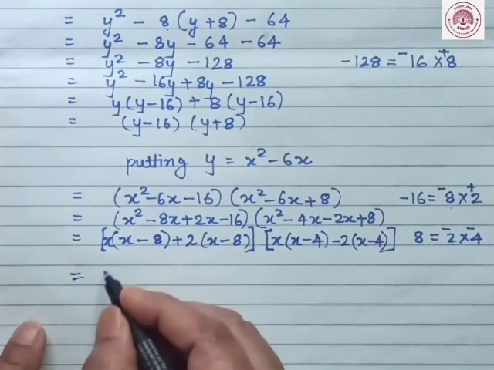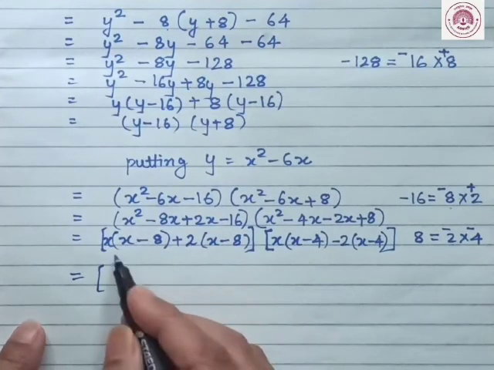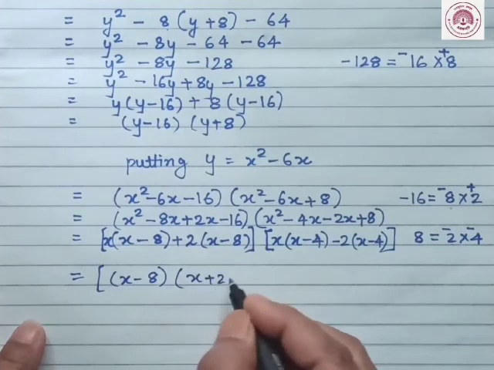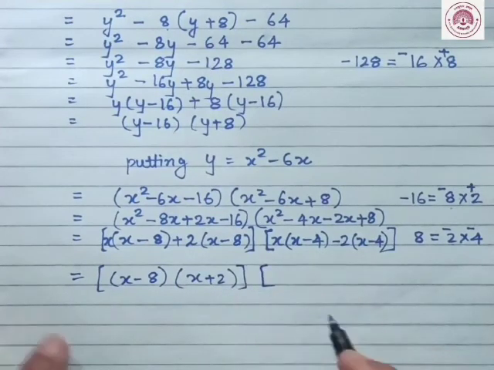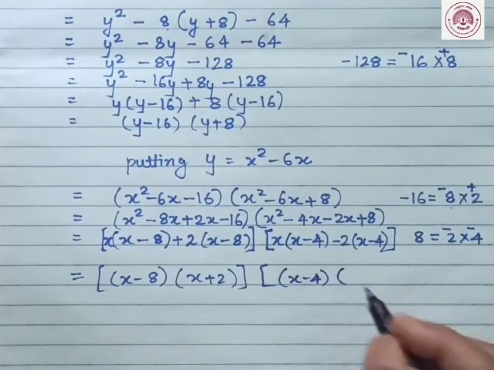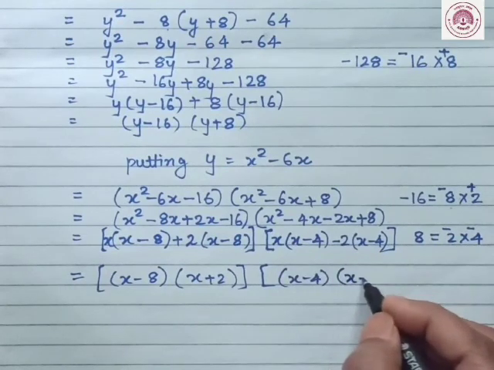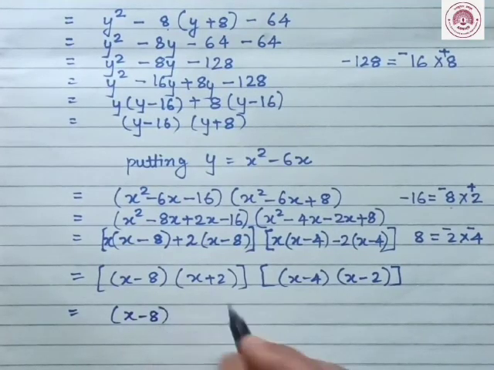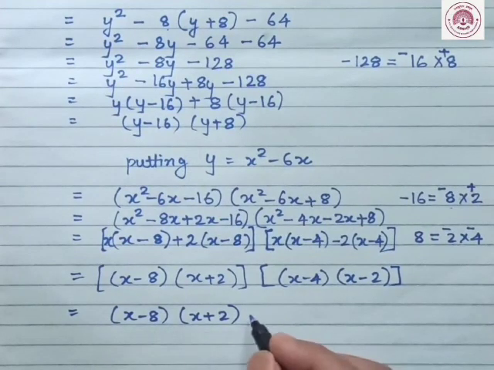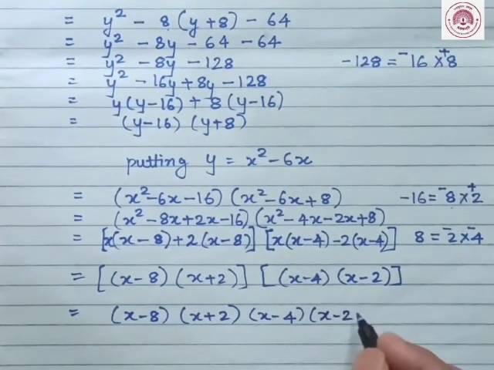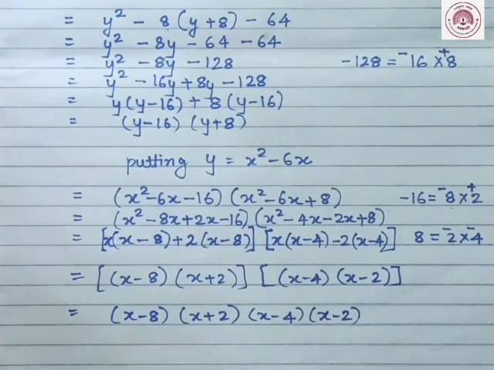Now here x − 8 is common, so we'll take out x − 8, and in the second bracket we'll have x + 2. Okay, now for the second polynomial, x − 4 is common, so x − 4 we will write out, and inside bracket we'll get x − 2. So we have got the factors of the given polynomial. So therefore x − 8, x + 2, x − 4 and x − 2 are the factors of the given polynomial. Okay.